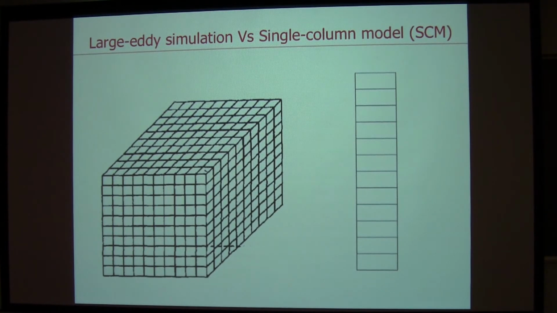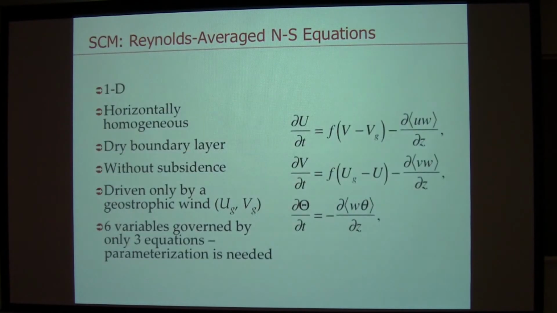posteriori a new parameterization for the stable boundary layer in the single column model of GFDL. A single column model, I'm sure you all know it. It's basically, we have the Coriolis term, we have the geostrophic forcing, which is the pressure, we have the unsteady or tendency term, and we have the turbulent fluxes. And this is the U, V, momentum, and theta equation. The model is one-dimensional, horizontally homogeneous, dry boundary layer. We don't have subsidence. We're driven by the pressure gradient given as a geostrophic wind.